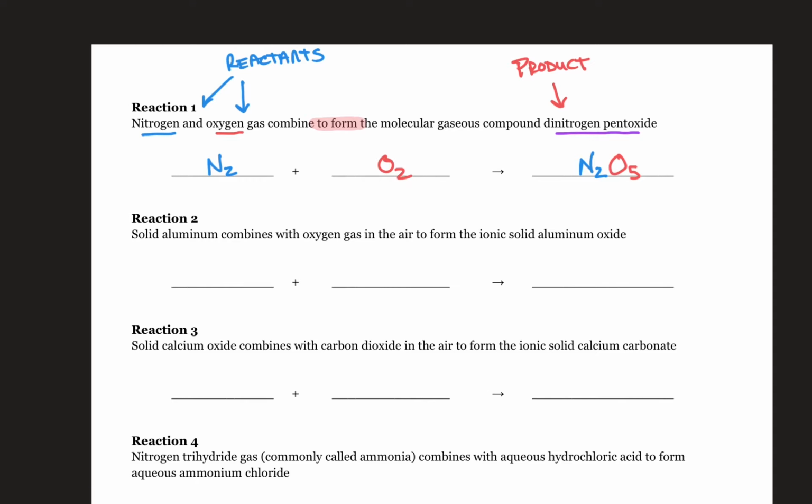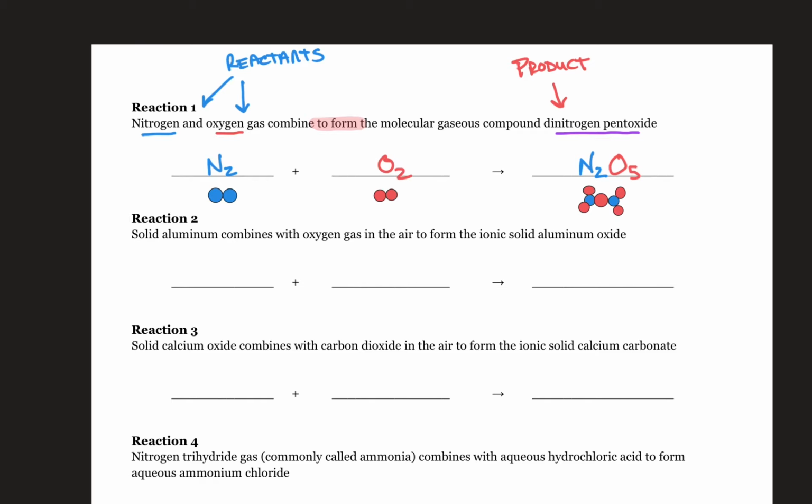Now, clearly we can see that what I have written here is not balanced, and it appears like somehow 2 oxygens magically became 5 oxygens. As tempting as it may be, we cannot change these subscripts to balance the equation because these are the true chemical formulas for these compounds.